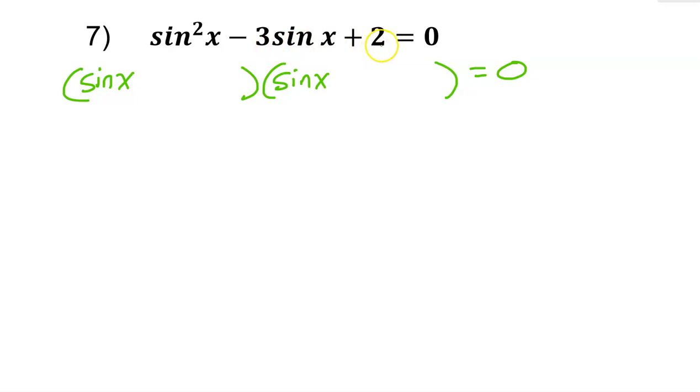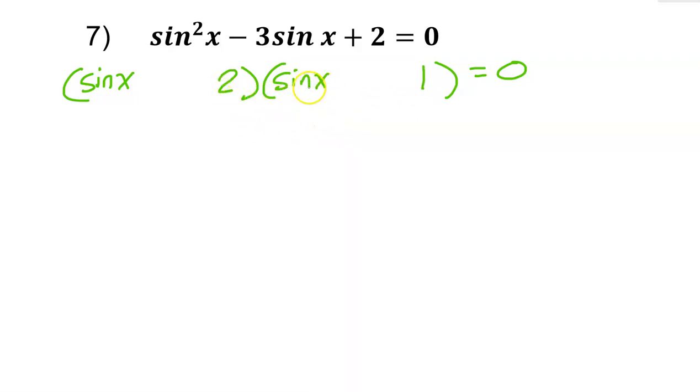Look at the third term. How can this be factored? In other words, what times what makes 2? Well, this can only be 2 times 1. So that makes this pretty easy. You can hear me say the following phrase: inner plus outer equals middle.